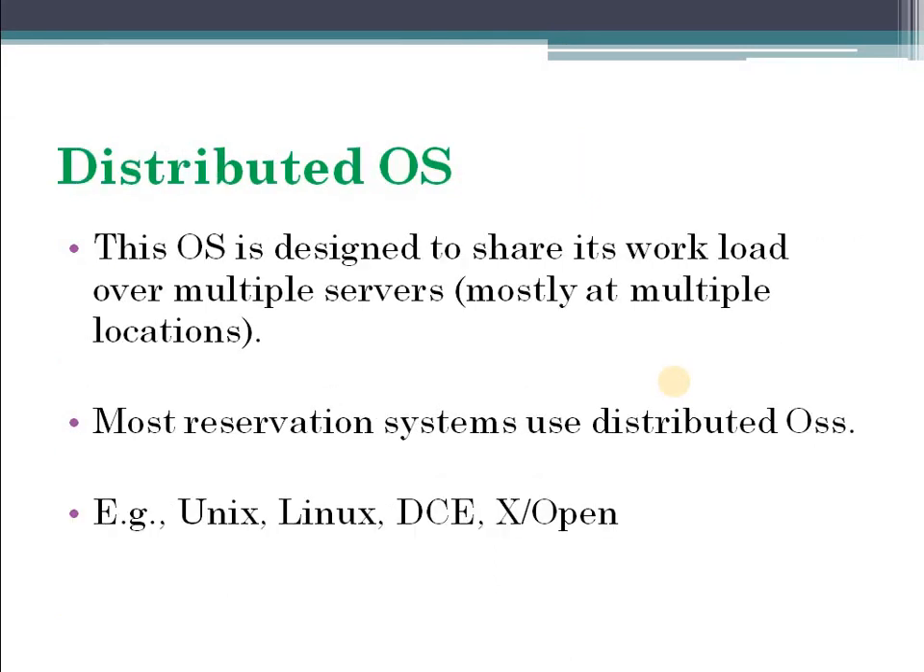Now distributed OS. This OS is designed to share its workload over multiple servers on multiple locations. Most reservation systems use distributed OSs. Examples are Linux, Unix, DC, Xopen. Means they are not centralized. They are decentralized operating systems, and they can operate on multiple locations on multiple servers all together.